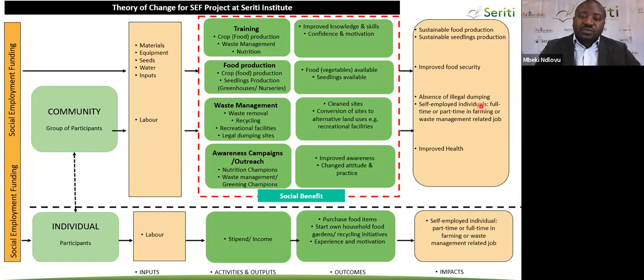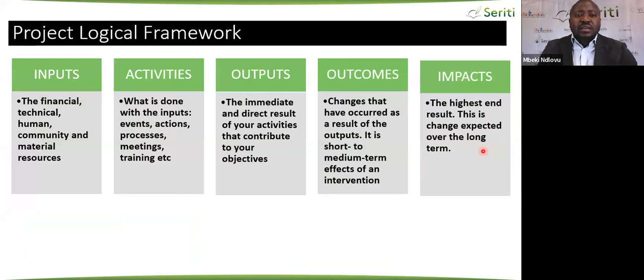And also, because we focus on issues to do with nutrition awareness and improving food security and nutrition, as well as waste management, we expect that there will be positive improvements with health as well. So that's a summary of what we do. Maybe important for me to highlight at this point that this project has got 4,200 participants, and we were implementing across 6 provinces.